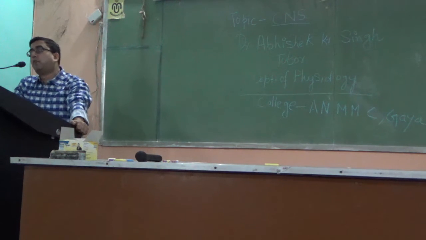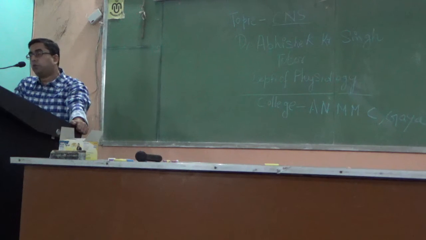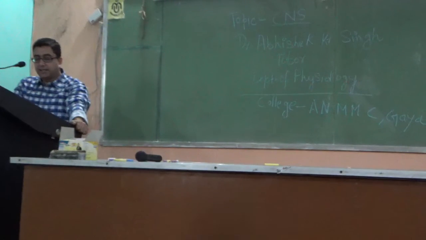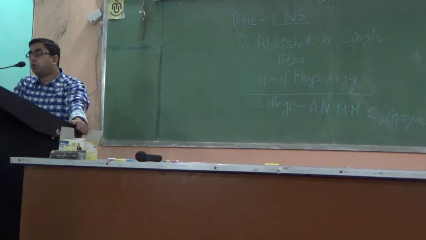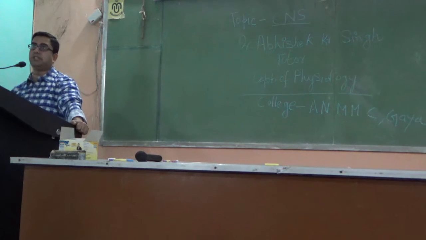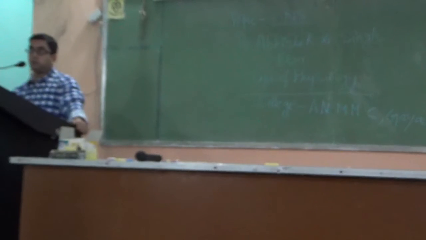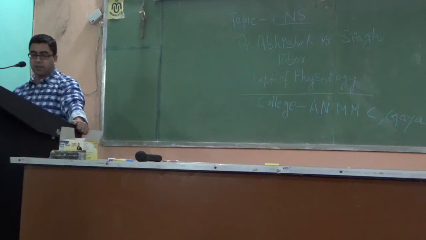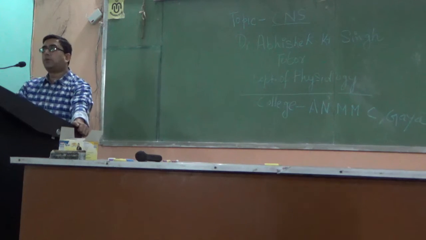Midbrain, that is the mesencephalon, pons and medulla together are also called the brain stem. The main function of these three as a whole is control of cardiovascular and respiratory functions. It also controls motor activities and the sleep wakefulness cycle, and it also has visceral functions. So these are the overall functions of the brain stem, which includes midbrain, pons and medulla. So this was all about the brain.